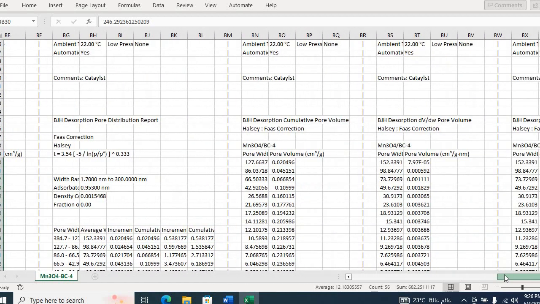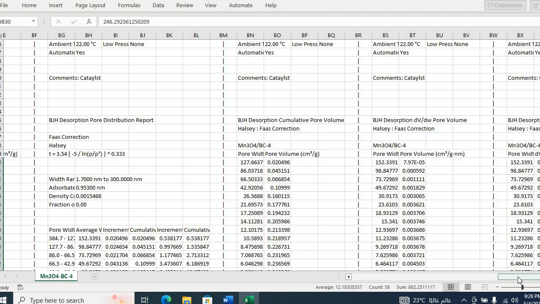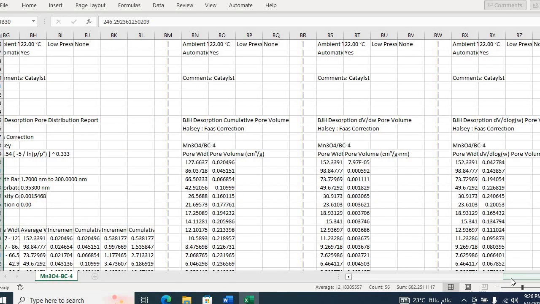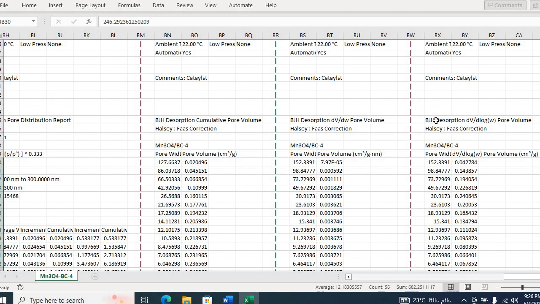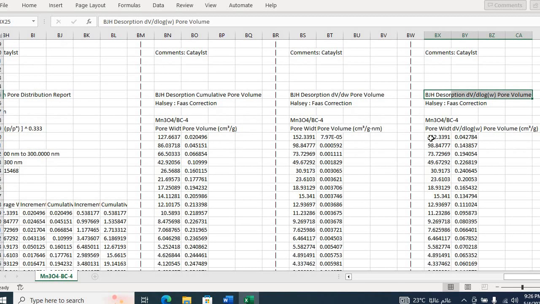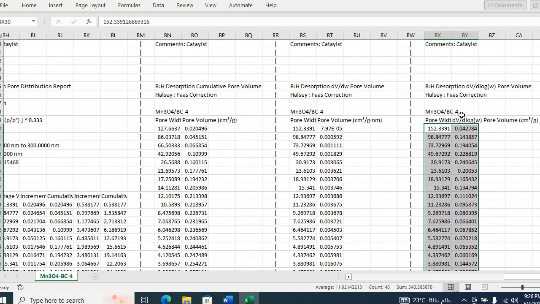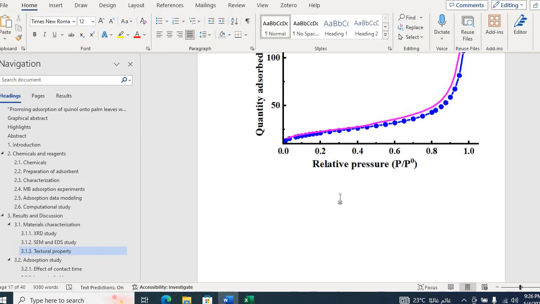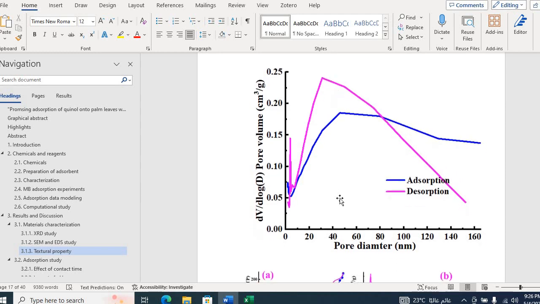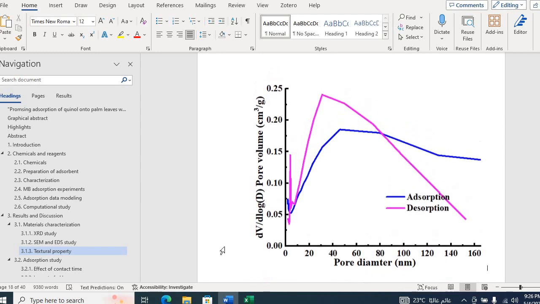And this is for desorption. This is desorption differential pore volume. And this is pore diameter or pore width, and differential pore volume in cm³/g. So if you plot adsorption and desorption differential pore volume, you will get this: pore diameter versus dV by d log D pore volume, cm³ per gram.